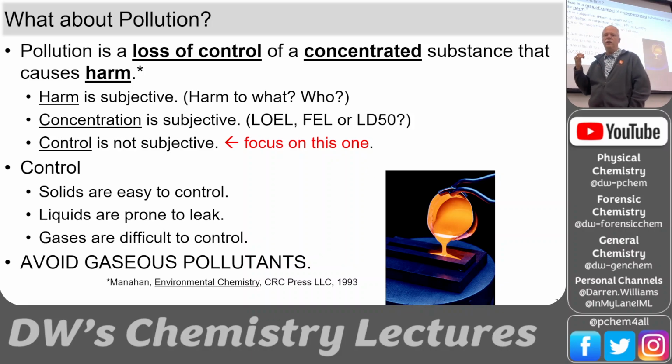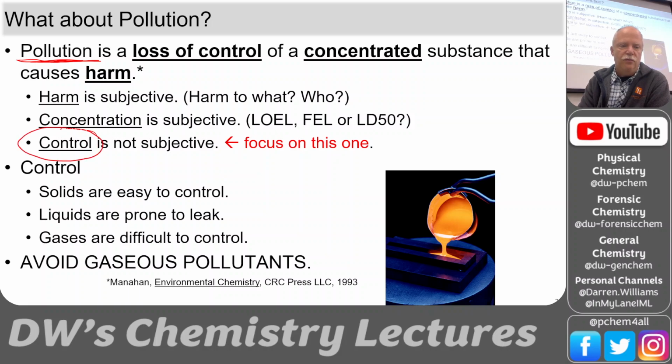Well, this is the best definition, I think, for pollution, because it has three components that you can work with. It's a loss of control of a concentrated substance that causes harm. That would be what you would use to define a pollutant or pollution. And so what we do is we focus on control. If we can control the substance, if it's concentrated and causing harm, then it's no longer pollution. And solids are the easiest to control.